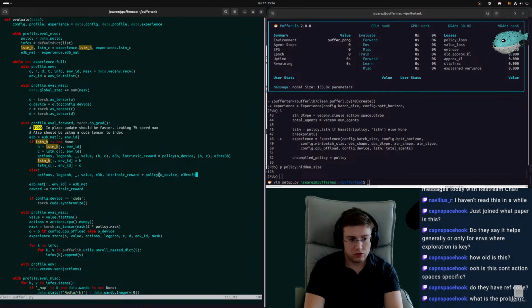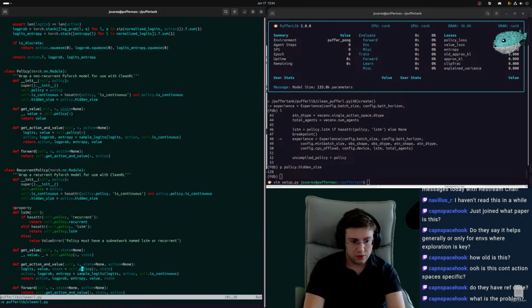Okay, so what we have to do here is PufferLib. We have to add E3B to here. This is going to be state, action, and we'll just add E3B here. And this E3B is none. X state E3B. And this should be good. And now this also returns intrinsic reward.